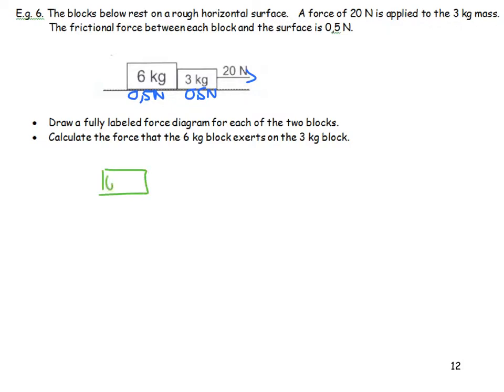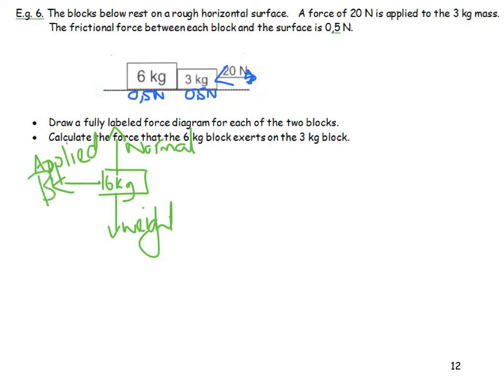So I'm going to take the 6 kilogram block. Fully labeled means I need to say weight. It doesn't say I have to calculate these. Acting against that is a normal. There is a force where I'm going to have to put that 20 newtons in the opposite direction, otherwise the 6 kilogram block would just be left behind, wouldn't it? So it'll have to go that way. I have got some force of the 3 kilogram acting, so this is applied by 3 kilogram, and it moves towards the left, and then against the motion is going to be the frictional force.